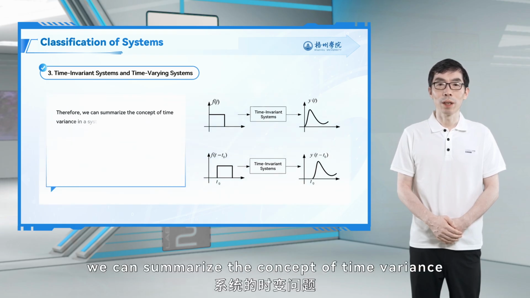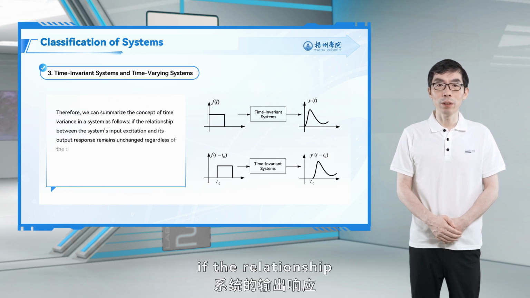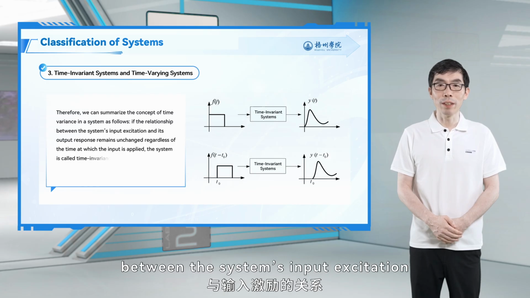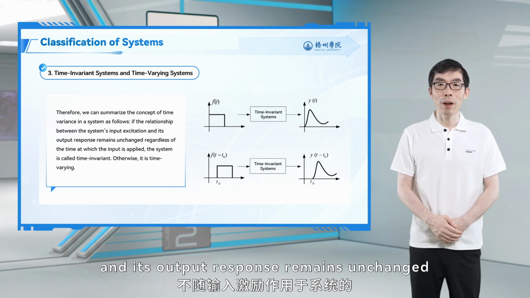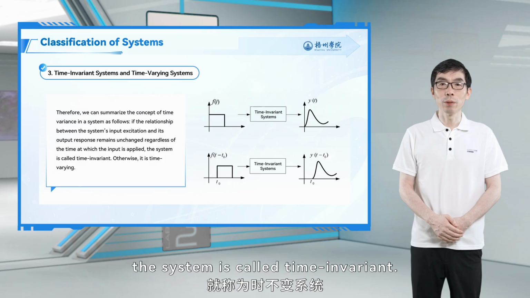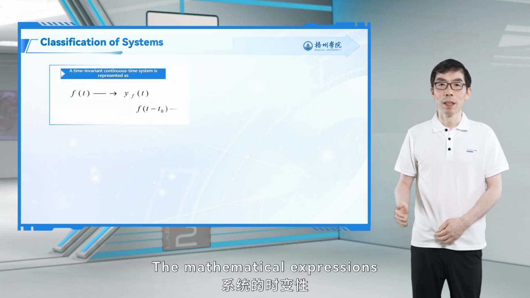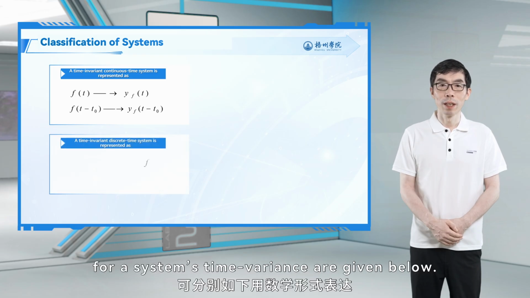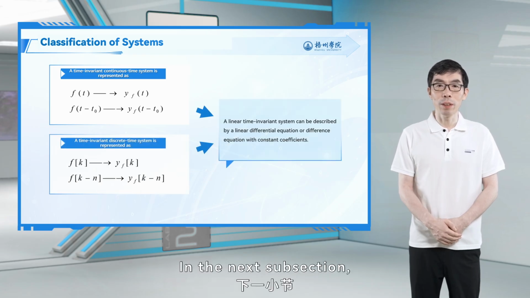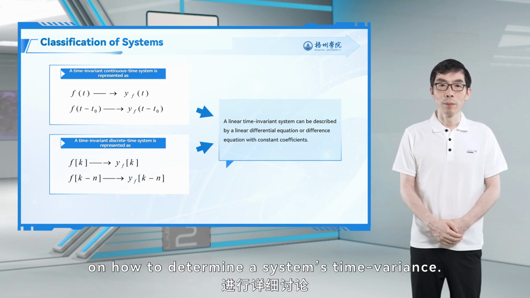Therefore, we can summarize the concept of time variance in a system as follows. If the relationship between the system's input excitation and its output response remains unchanged regardless of the time at which the input is applied, the system is called time-invariant. Otherwise, it is time-varying. The mathematical expressions for a system's time variance are given below. In the next subsection, we will provide a detailed discussion on how to determine a system's time variance.